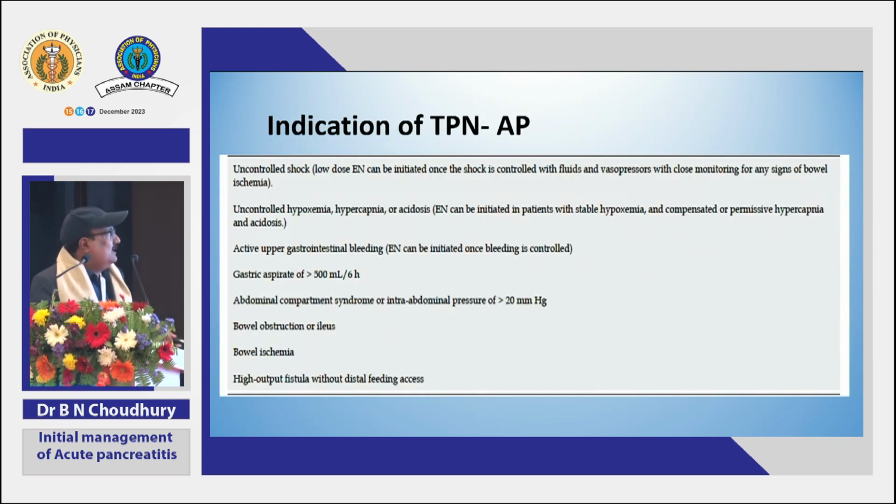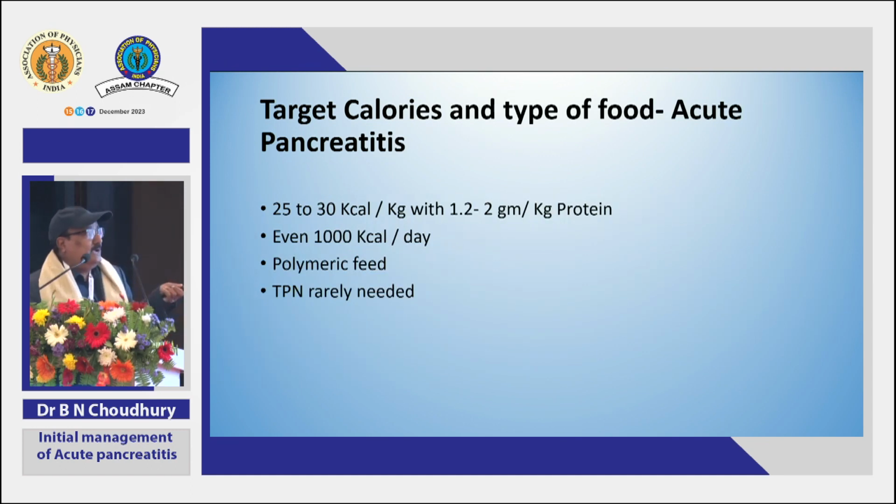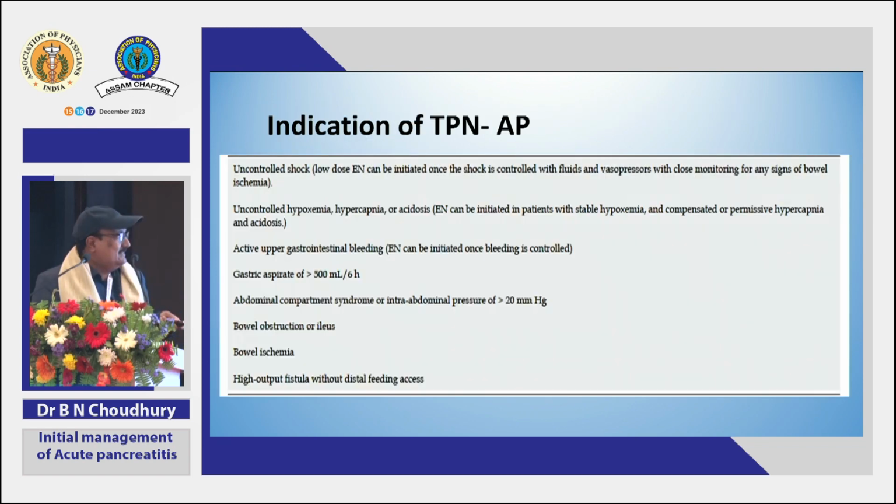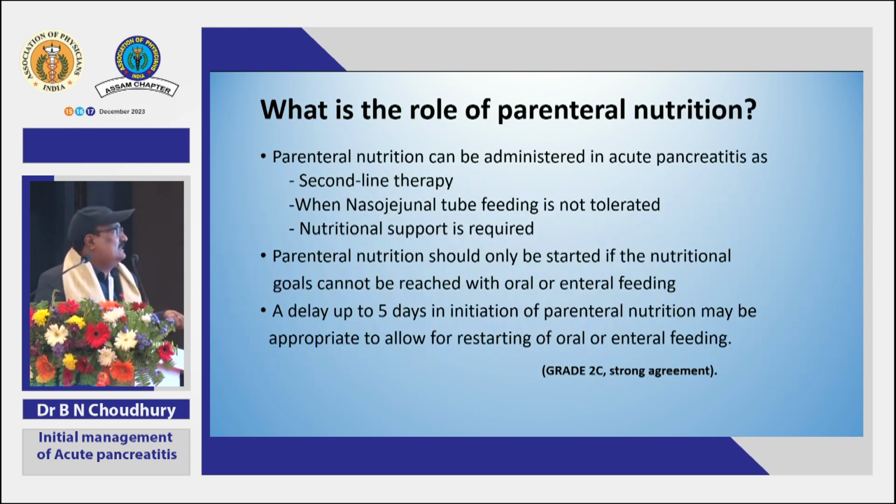Then the total nutrition is 25 to 30 kilocalories per kilogram, even 1000 kilocalories is sufficient. Polymeric diet is sufficient, TPN if needed. So these are the indications of TPN.